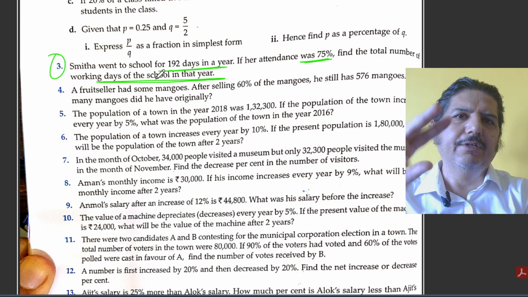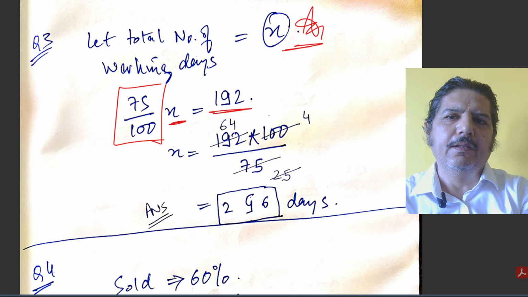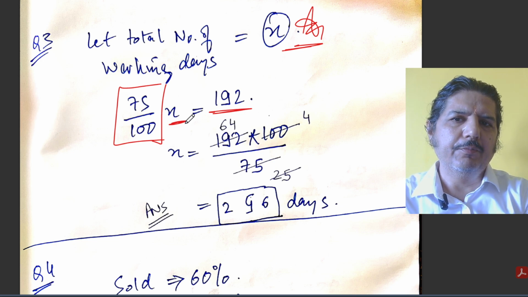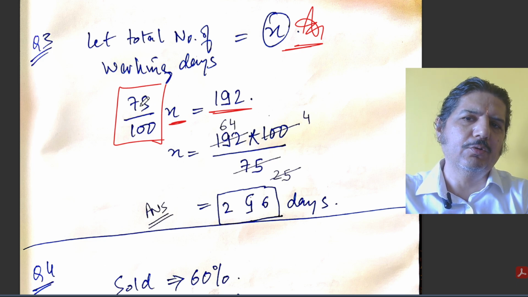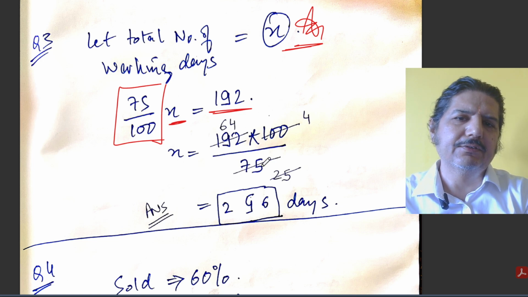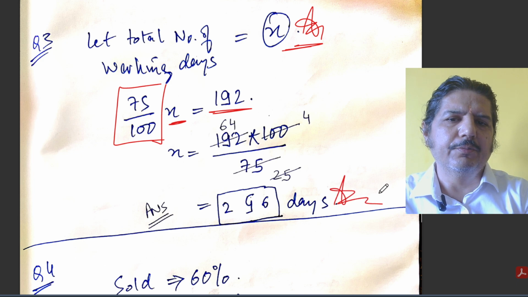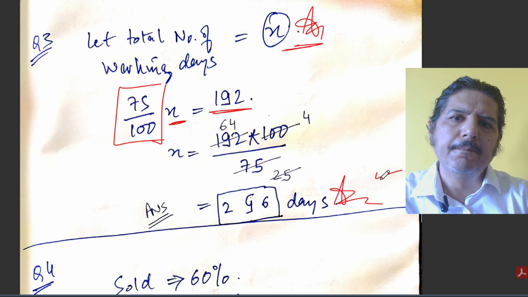192 is the number of days he actually went to school. So now what will be the value of x? X will be equal to 192. As I have told you, you have to take a reciprocal of 75 upon 100. That is 100 upon 75, and then you should know how to cancel, and the final answer would be 256 days. I hope this is clear.